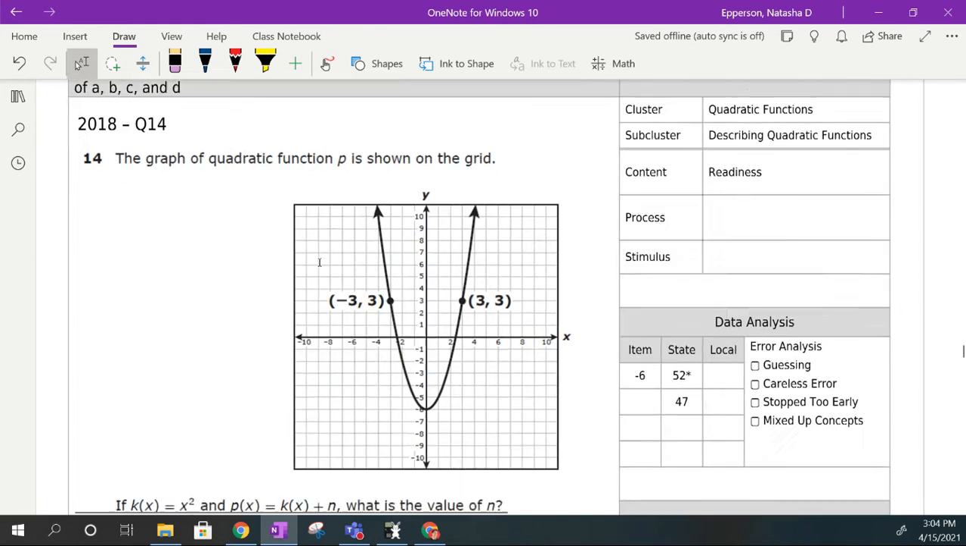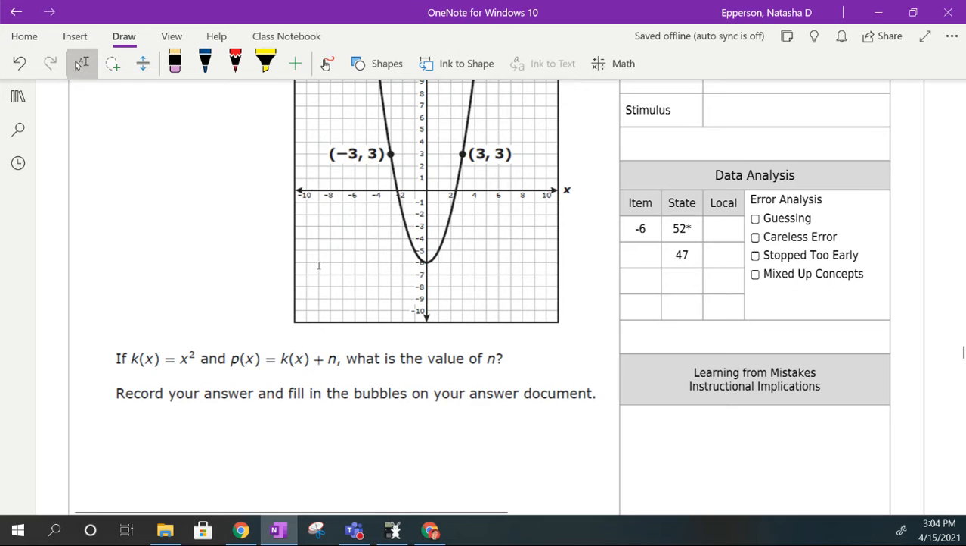The graph of the quadratic function is shown. We've got the k squared, and then we've got the k of x plus n. We want to know what the value of n is. So your parent function is here at 0, 0. It shifted down to here. It goes down 6. So n is going to be -6 for your answer, because that n is going to tell us that we're shifting down.